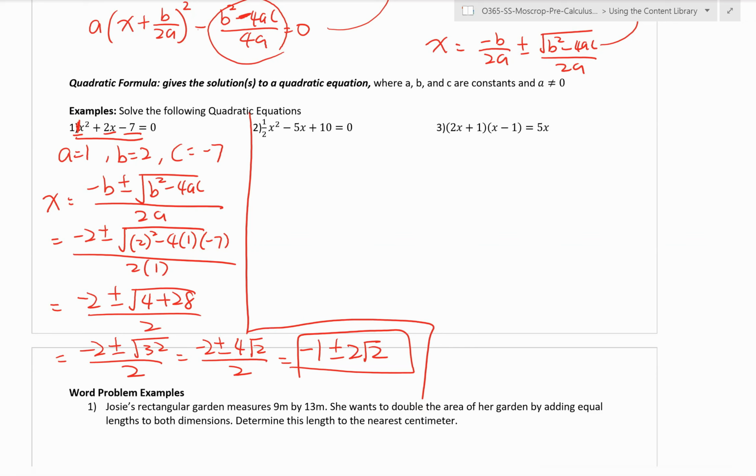Again, first step is to identify the a value, b value, and c value. So go ahead, give it a try, and I'll show the answer in a bit.